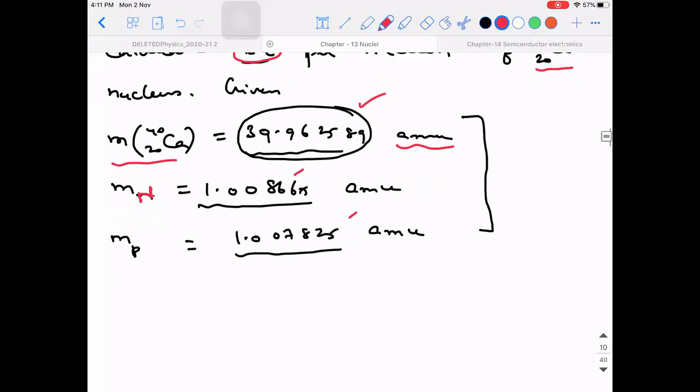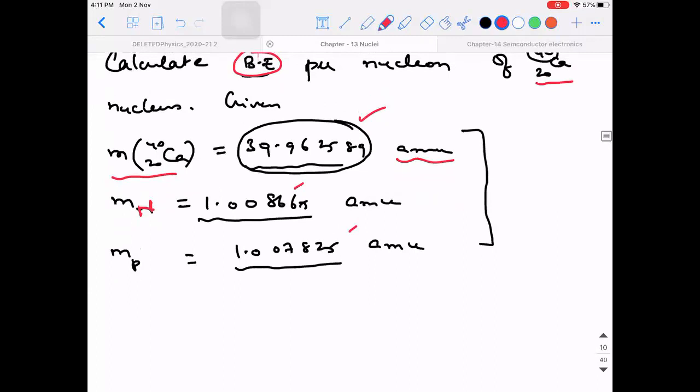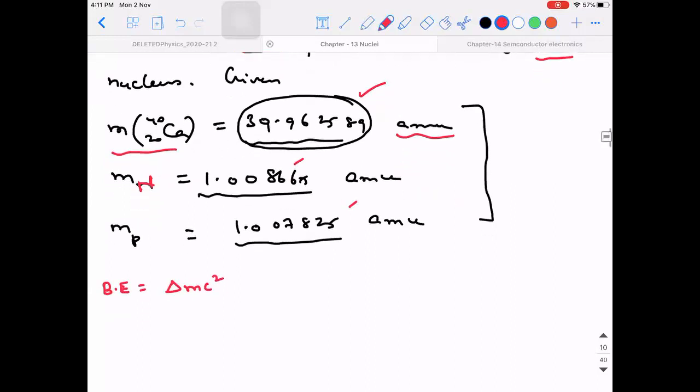So what are they asking? They're asking us to calculate the binding energy per nucleon. So what is the binding energy formula? It is delta m c square, right? So first, let's find out what is delta m. What does delta m represent? Z times mass of proton plus A minus Z times mass of neutron, minus the actual mass, right?